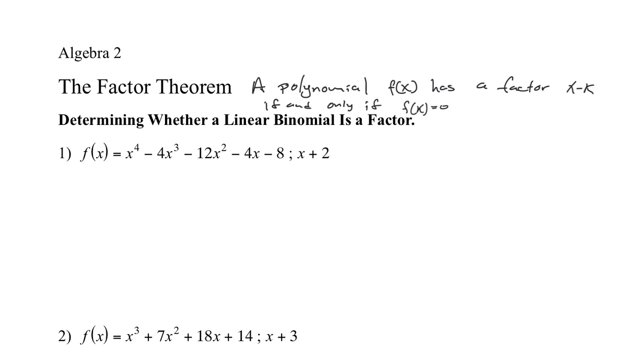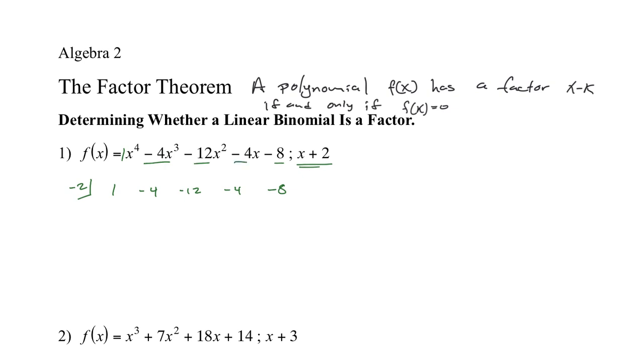So what we're going to do today is use synthetic division, using the remainder theorem together with the factor theorem, to figure out if x plus 2 is a factor of f of x. As a reminder, I'm going to use the 0 or the opposite of whatever I have there. So I have negative 2. Then I'm going to write the 1, negative 4, negative 12, negative 4, and negative 8. Those are the coefficients of each term.